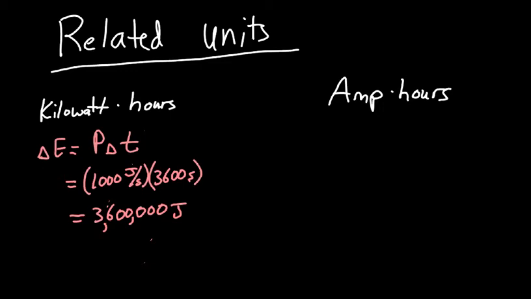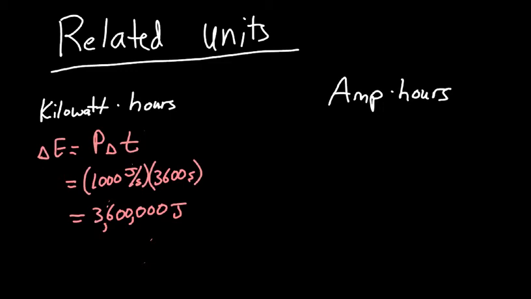Well, if we take the power as 1 kilowatt, that's 1,000 watts or 1,000 joules per second, times 1 hour, which is the same as 3,600 seconds, we get an energy here of 3,600,000 joules. So a kilowatt hour is a pretty big measure of energy.